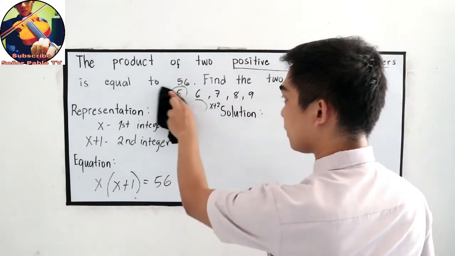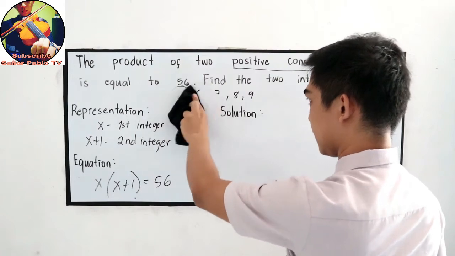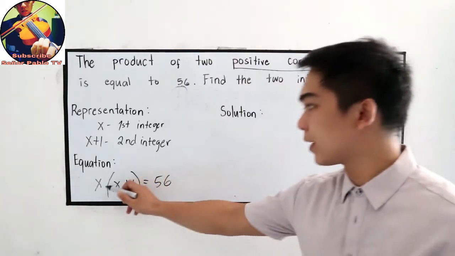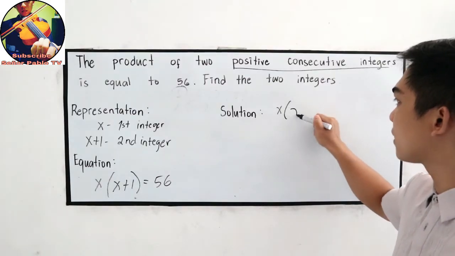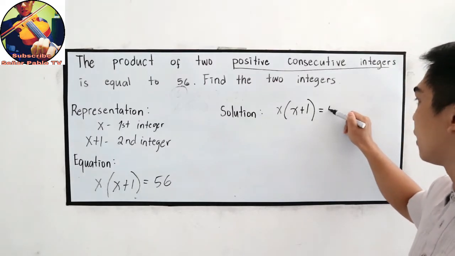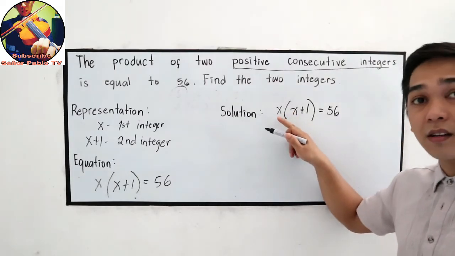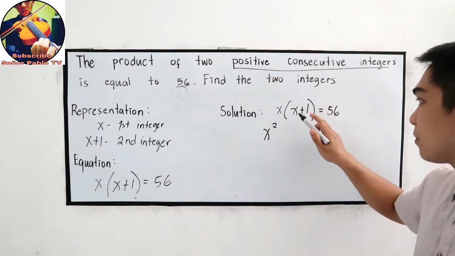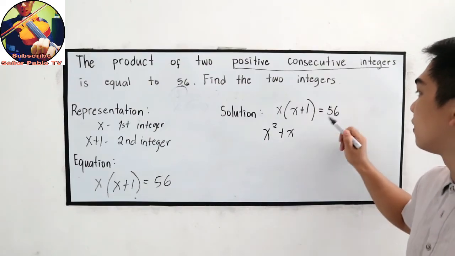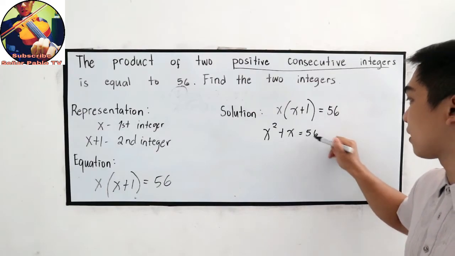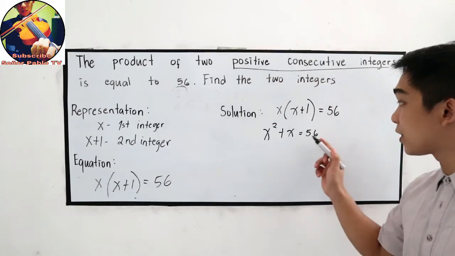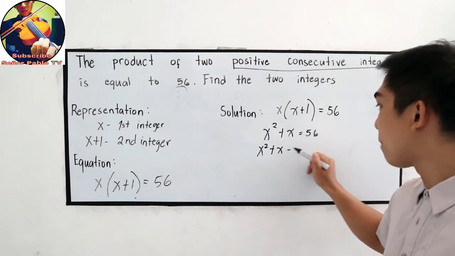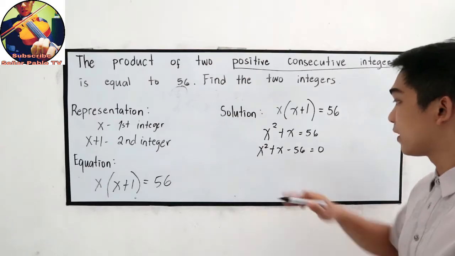I will erase this. Okay? Our solution is, copy the equation, x times x plus 1 is equal to 56. Then distribute x. So x times x, that is x squared. X times 1, positive x, is equal to, copy 56. Now, transpose the constant, which is 56. So x squared plus x minus 56 is equal to 0.